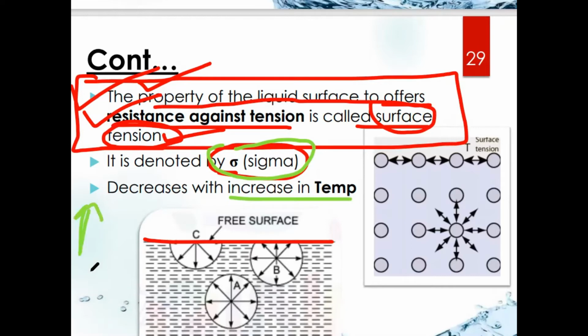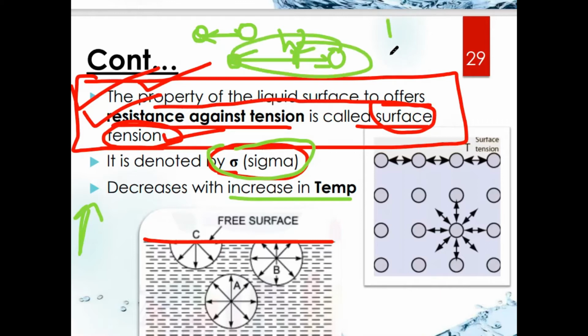If the temperature increases, then what happens? The space between the molecules goes on increasing. For example, if you consider water, if you keep on boiling the water, the volume is going to increase, which means the space between water molecules, from one molecule to another molecule, goes on increasing like this. If the space is more, then what happens? The force of attraction between these two molecules is going to decrease. So if the force of attraction decreases, then the surface tension will also decrease.